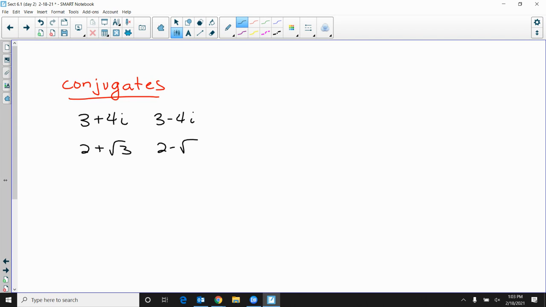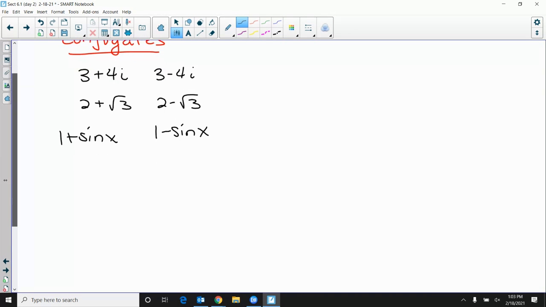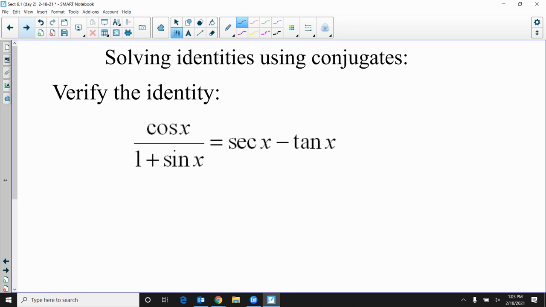So those are conjugates. Now in trig, if you got 1 plus the sine of x, its conjugate is 1 minus sine of x. Okay? Basically it's a binomial. One's positive, one is negative. That's all you got to do, conjugates. If I got sine of x plus tangent of x, its conjugate is sine of x minus tangent of x. Okay. So make sure you know what conjugates are in order to use them. All right, copy that down.